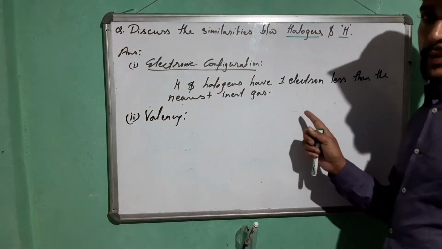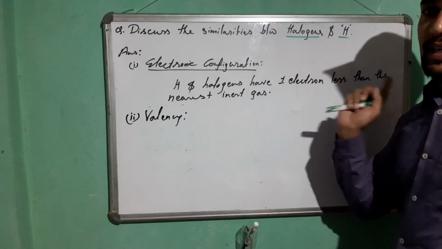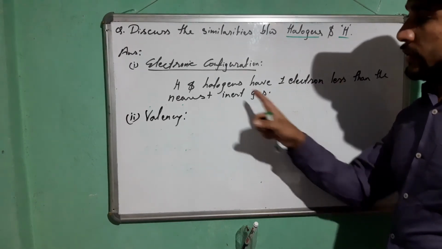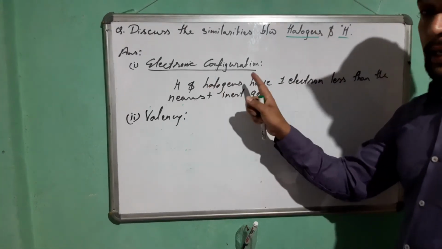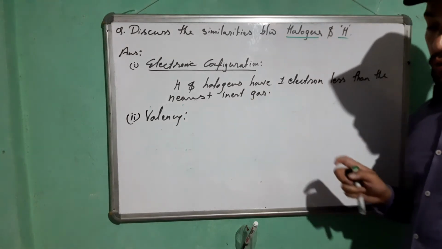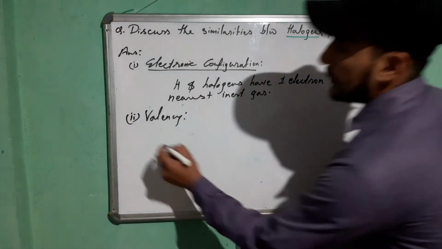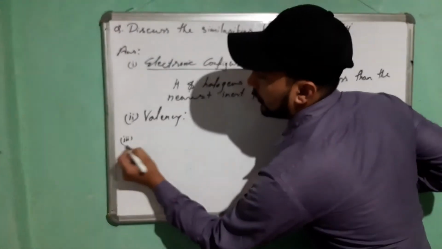Like halogens, hydrogen also has valency 1. The valency of hydrogen is 1, and that of halogens is also 1.